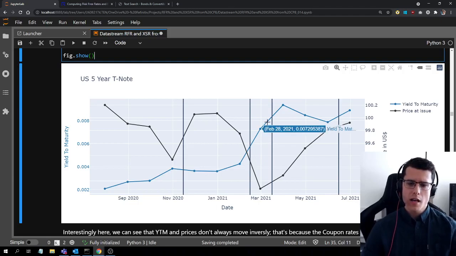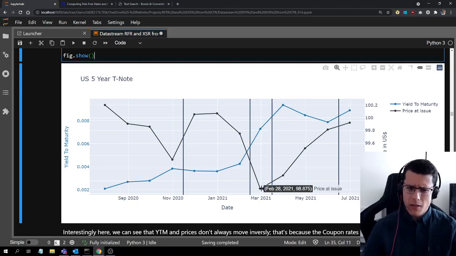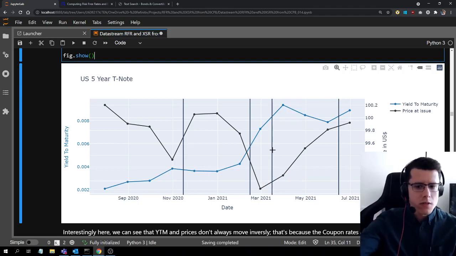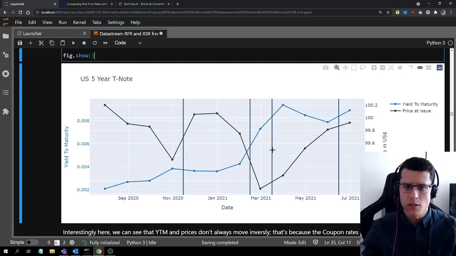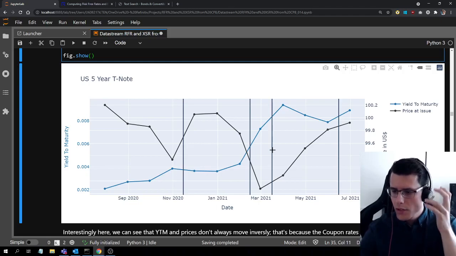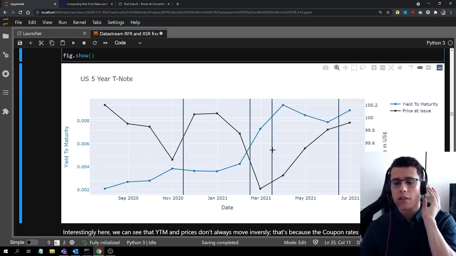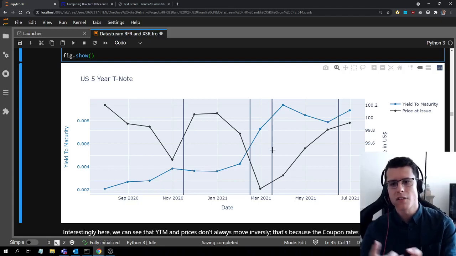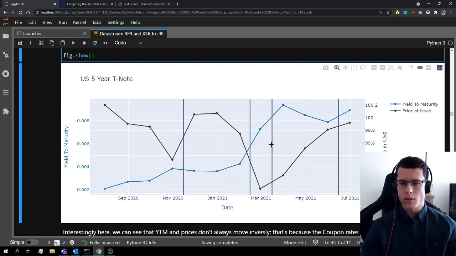And here you notice that as yield to maturity goes up, somehow, look at this, the price goes up. Now that's technically impossible. There should be no way for an increase in price to mean an increase in yield to maturity. They are mathematically inversely related. I figured out that the reason is that we're not looking at bonds that are actually comparable because they have different coupon prices. And that's what the vertical lines are.